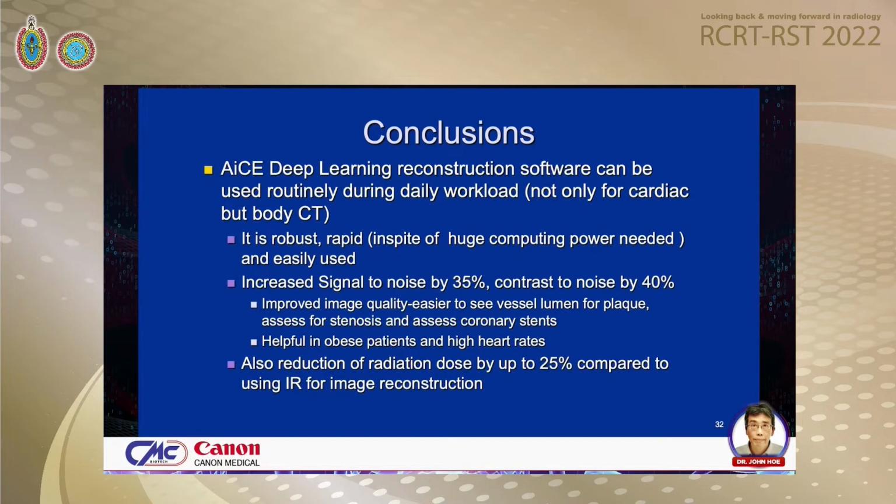In our experience with cardiac scans, it increased signal to noise ratio by 35%, contrast to noise ratio by 40%. And the improved image quality means it's easier to see the vessel lumen for plaque, assess for stenosis, and assess coronary stents. It's also seen to be helpful in obese patients and patients with high heart rates. It also allowed us to reduce radiation dose by up to 25% compared to using iterative reconstruction for image reconstruction.